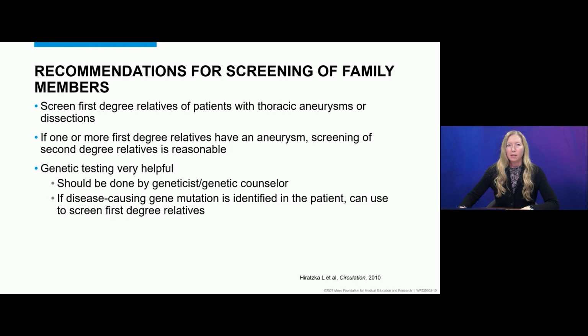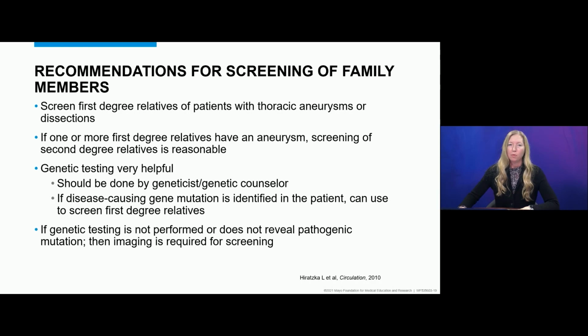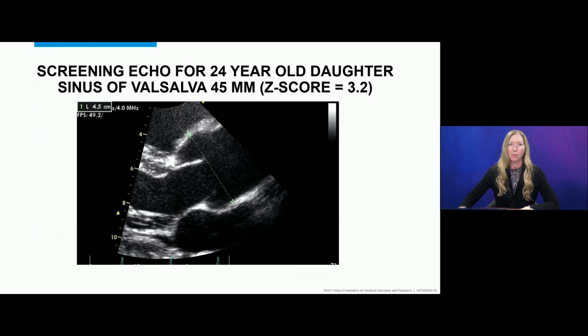If you find a disease-causing mutation in a patient, you can then use this to screen all the first-degree relatives. But if you perform genetic testing and you don't find a mutation, or if testing isn't performed for a number of reasons, then you need to image the patients for screening purposes, and we typically use a transthoracic echo for this. So here's our patient's 24-year-old daughter.